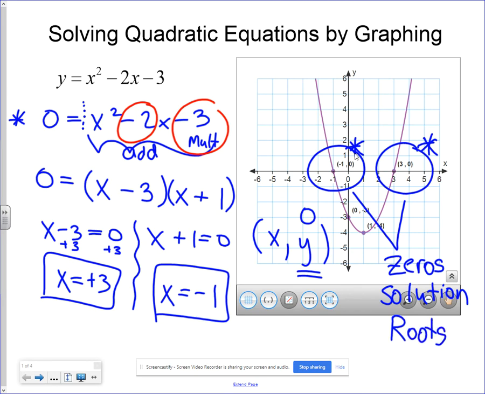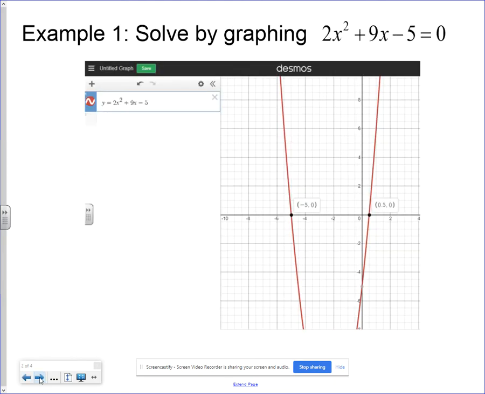So this is another method that we're going to use today to solve quadratic equations. So you're going to be using Desmos again. Alright? So, let's take a look at this example.